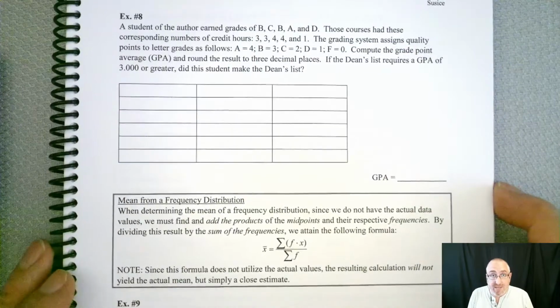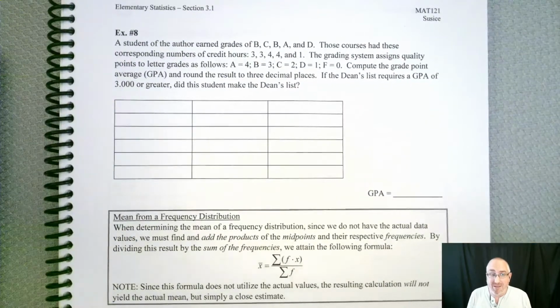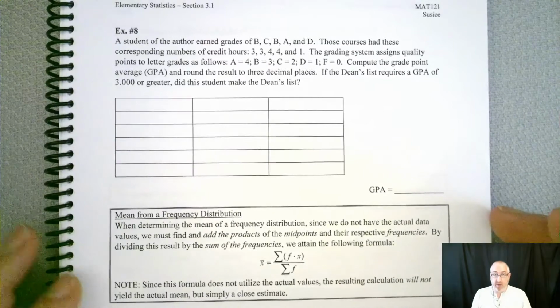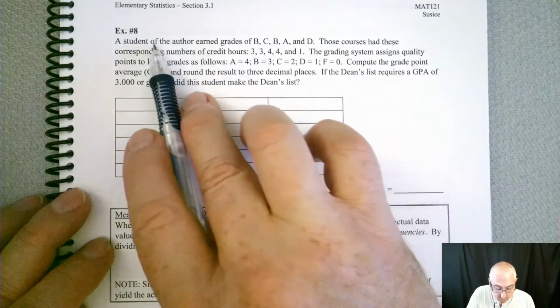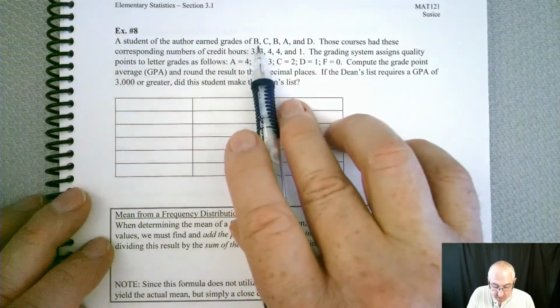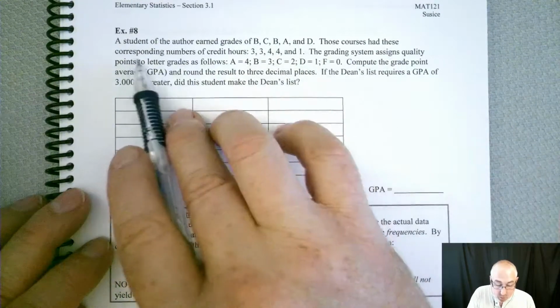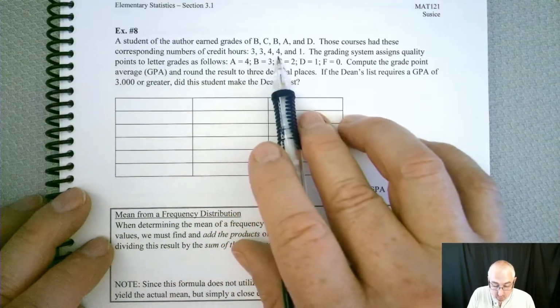So this next one is an application of the weighted mean, and it's finding GPAs. So this is how they do it at the college. So if you're trying to find your GPA, this is what they do. So the first thing we know is that the student has grades of B, C, B, A, and D. And those courses had corresponding numbers of credit hours of 3, 3, 4, 4, and 1.